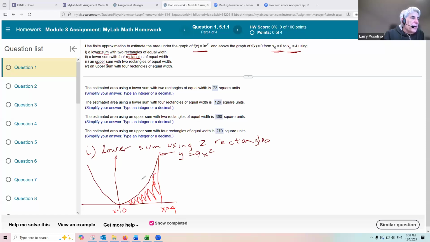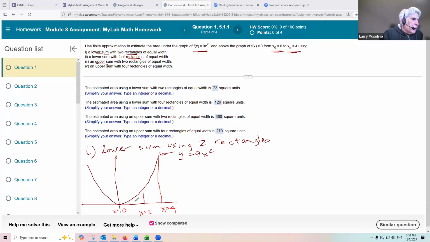Now, there's going to be a way to find this exact area under the curve, but right now we just want to approximate it. And so what it says is construct two rectangles of equal width. Well, if I do that, I'm going to mark here x equals 2 to divide this interval in half. Now, what does it mean when it says lower sum? So let me think of it this way. A lower sum means I want to get a lower bound.